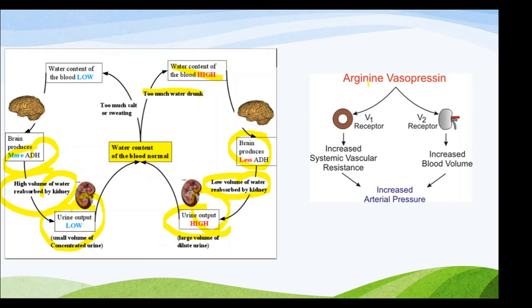ADH acts through two receptors, the V1 receptor and the V2 receptor. The V1 receptor is important for increased systemic vascular resistance, and the V2 receptor is important for increased blood volume. And both of these processes cause an increased arterial pressure or blood pressure.